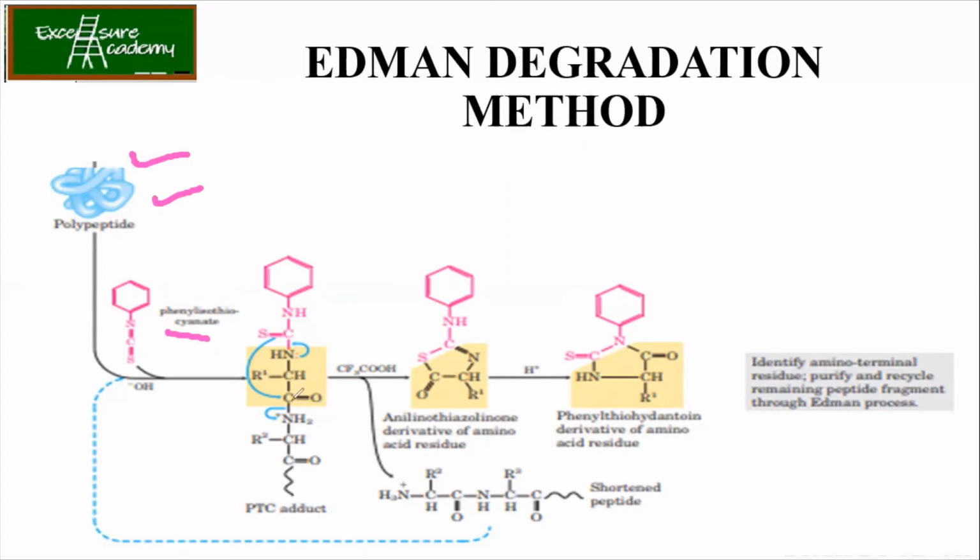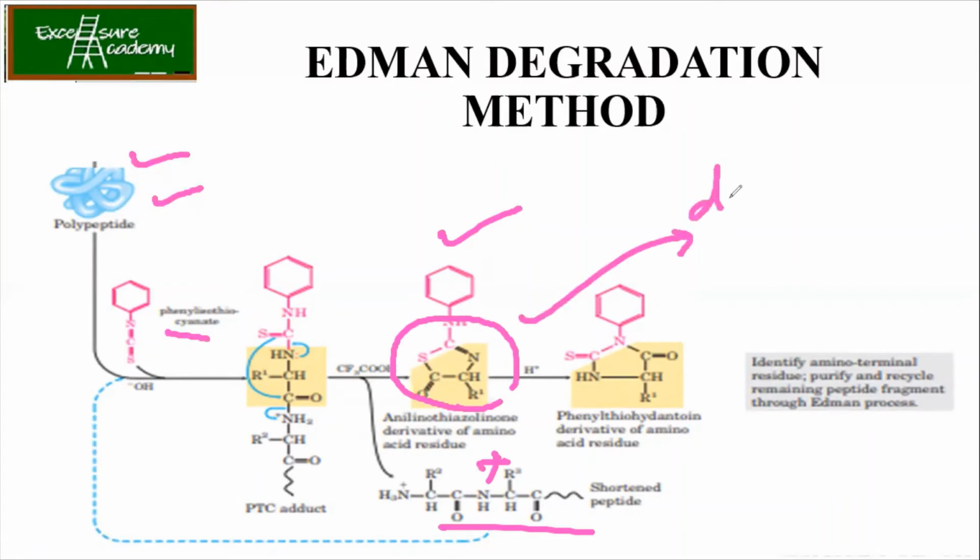Now what is happening? Nucleophilic attack is happening. Because of this nucleophilic attack, it forms the complete ring structure over here. It is formed. Okay. So this is called anilino-thiazoline derivative of the amino acid. Now what is happening? This derivative is formed, plus you have got the rest of the polypeptide chain. Okay. Now this particular portion is being removed and identified.